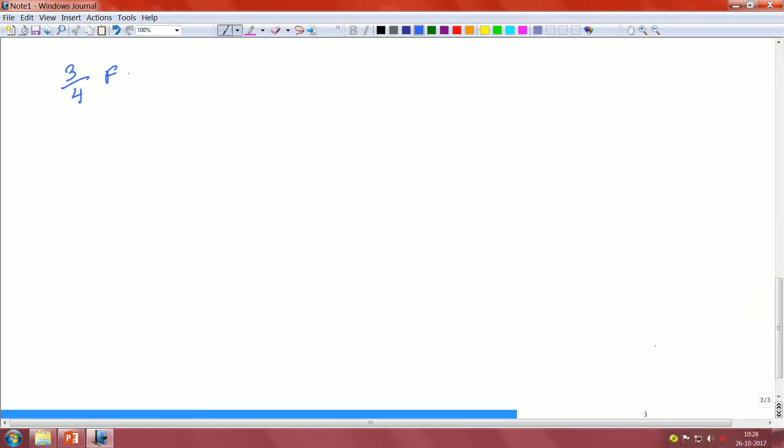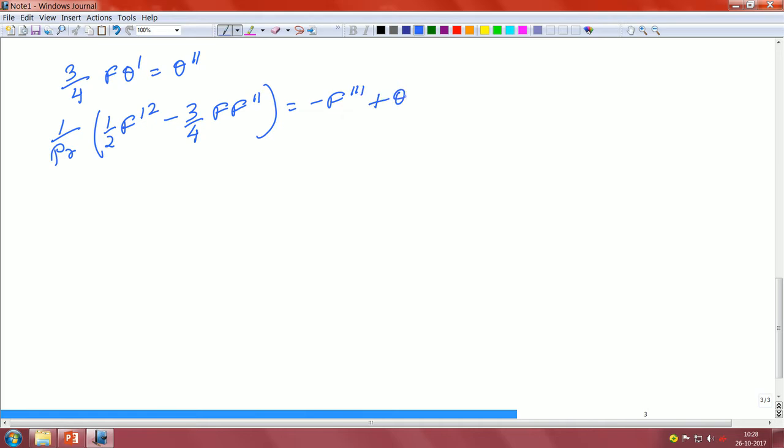So, 3/4 f theta prime is equal to theta double prime, right. So, this is the expression that you get after the substitution. You can do all the math yourself. Half f prime square minus 3/4 f into f double prime is f triple prime plus theta. So, one is momentum, one is energy, right. So, that is what we have got over here.